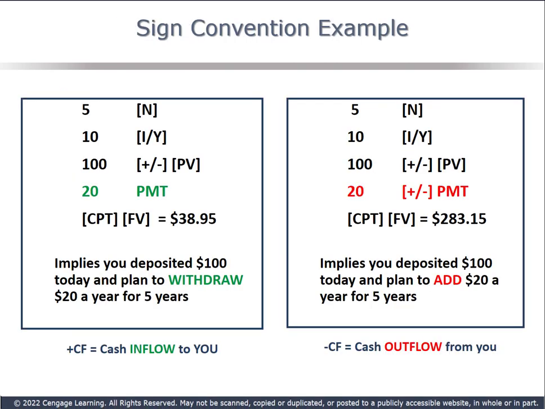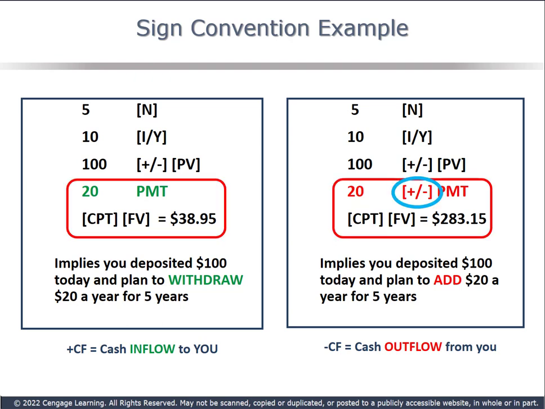These two problems look the same with one major difference. On the problem on the left, payment is a positive $20, implying that we will receive $20 every year for 5 years. Payment in the problem on the right is negative, implying that we add $20 to the account every year. Big difference. Everything else about the two problems is the same except the sign of the payment. Note that the answers don't just differ by sign, they're totally different.